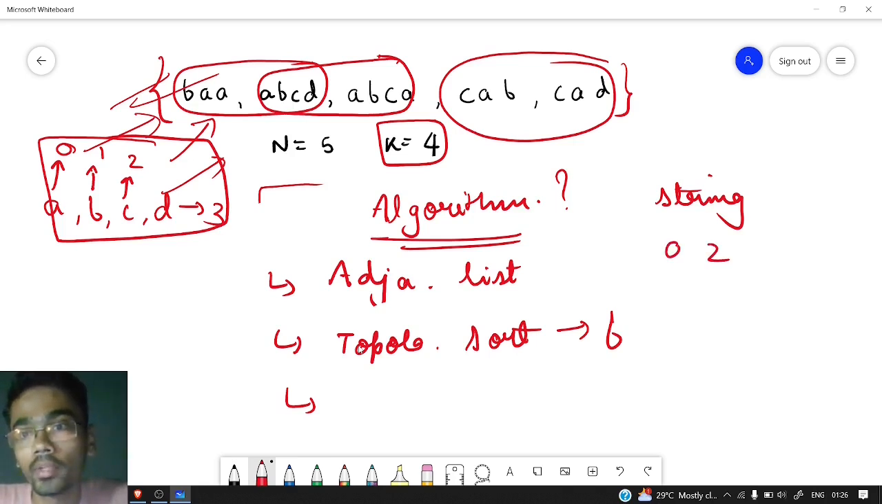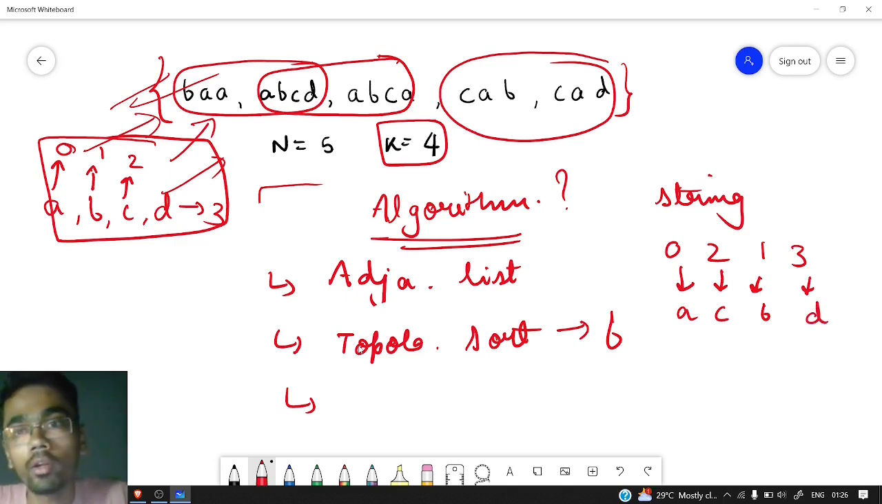0 2 1 3. Let us say this is the order we got from the topological sort. So now we need to again convert it into alphabets and then return that. So no problem, 0 means A, 2 means C, 1 means B and 3 means D.